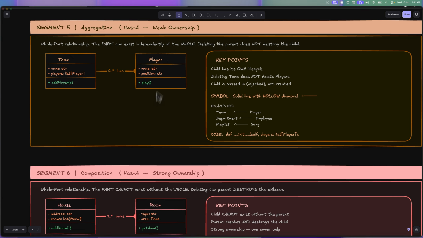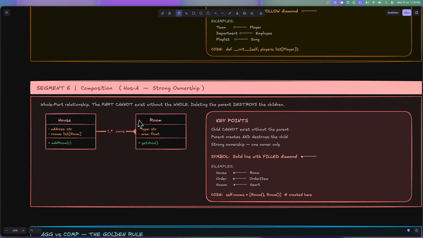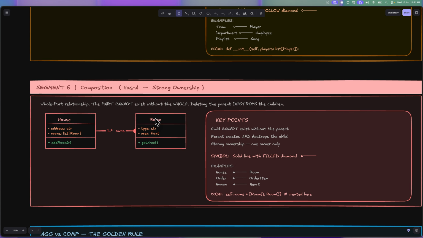Let's take a look at another example of composition: a house and a room, a classic example. In this example, house has an attribute called address, which is a string, and it has rooms, which is nothing but a list of the room class. So this is a content class. Can a room exist without a house? No, so it cannot exist independently.